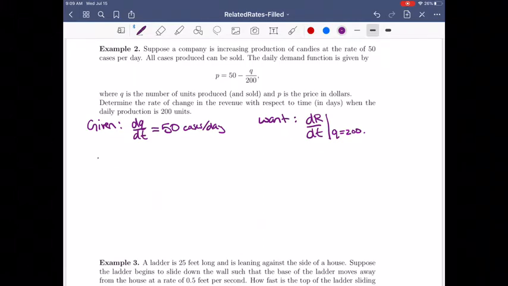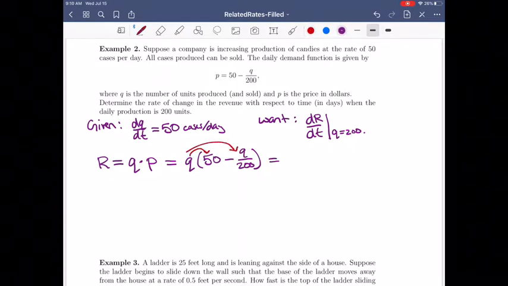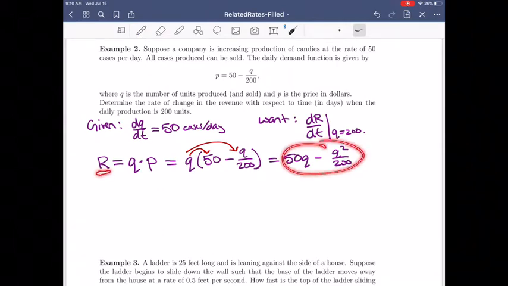We know that revenue is going to be the number of cases times the price that we sell the cases at. So it should be Q times P. And because I have this formula for P, I can just insert it. Because I know P in terms of Q, now I have an equation of R in terms of Q. If I expand here, what we get is 50Q minus Q squared over 200. So the revenue is equal to this in terms of Q.